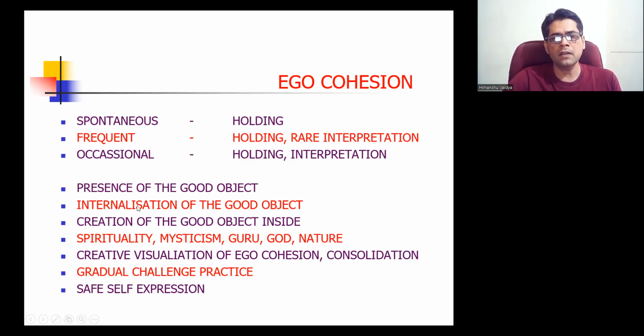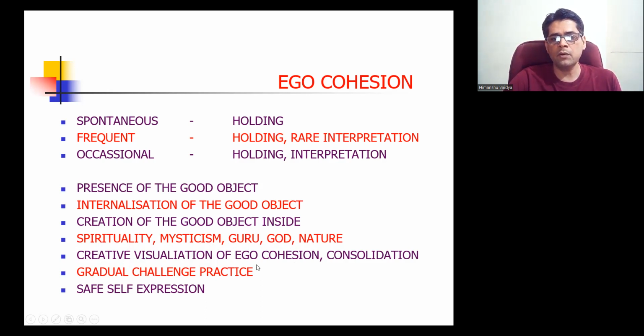Long-term solution is internalization of the good object, so that the physical presence of the good object externally is no longer required. If possible, creation of the good object inside to augment the presence of the good object outside, this can be done. Approaches can be spirituality, mysticism, interaction with guru, God, nature. Any good object, real or conceptual, can be engaged with, related to, and internalized.